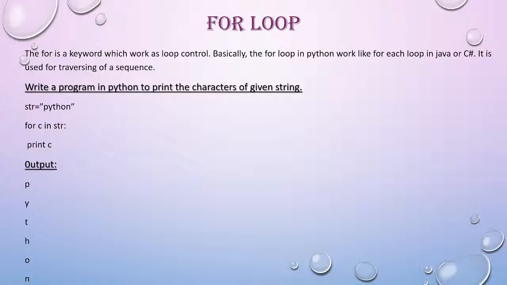We can understand it with an example of a program in Python to print the characters of a given string. Firstly, a variable str of string type is initialized with the value Python. Then the syntax for C in str is used, meaning that for every character in str, just print C. Whatever character is stored in this string, just print it. This loop will continue till all the characters in the string are finished. So here we get the output: the characters of the string Python.